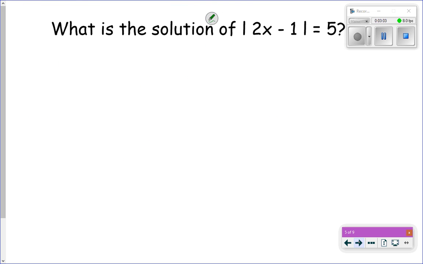Okay, first example. It says, what's the solution of absolute value of 2x minus 1 equals 5? The first step is to make sure the absolute value bars are by themselves on the left-hand side of the equal sign. There's nothing outside of them, so they are by themselves. So we can go ahead and set up case 1 and 2.